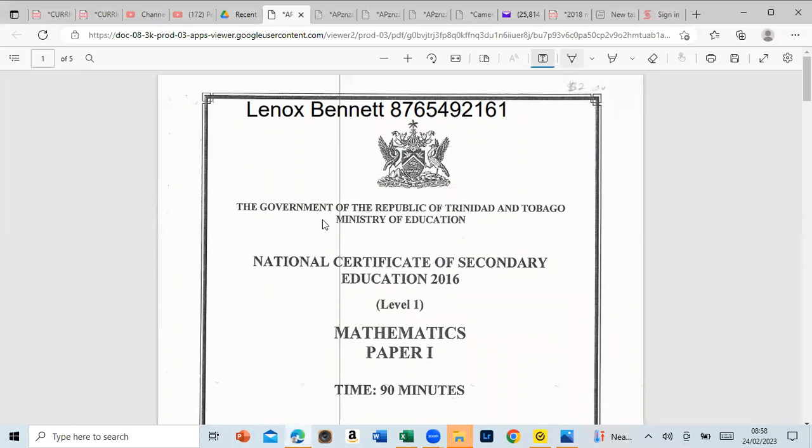Hi everyone, my name is Lennox Bennett and I'm going to do the mathematics paper from Trinidad and Tobago. Government of the Republic of Trinidad and Tobago, Ministry of Education, National Certificate of Secondary Education 2016, and this is level 1, mathematics paper 1.